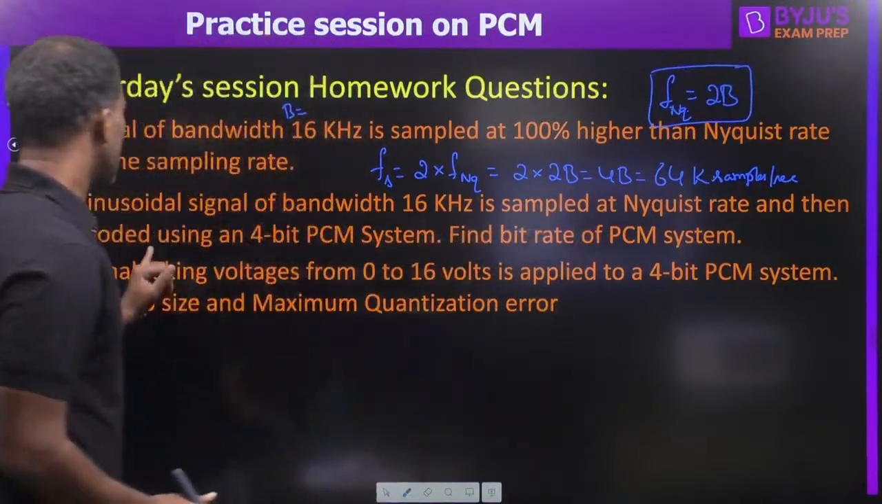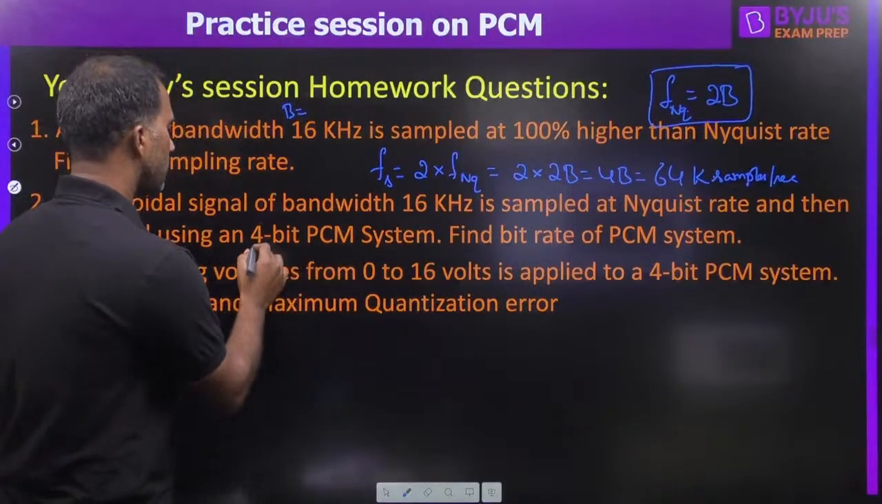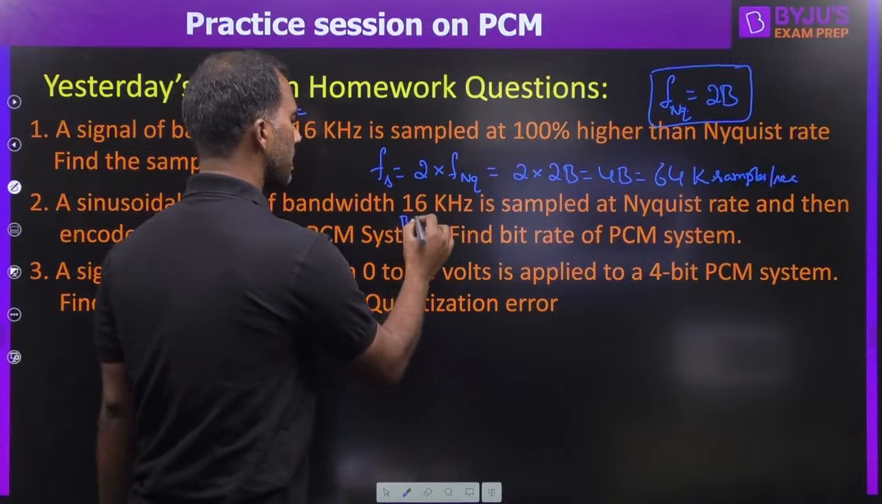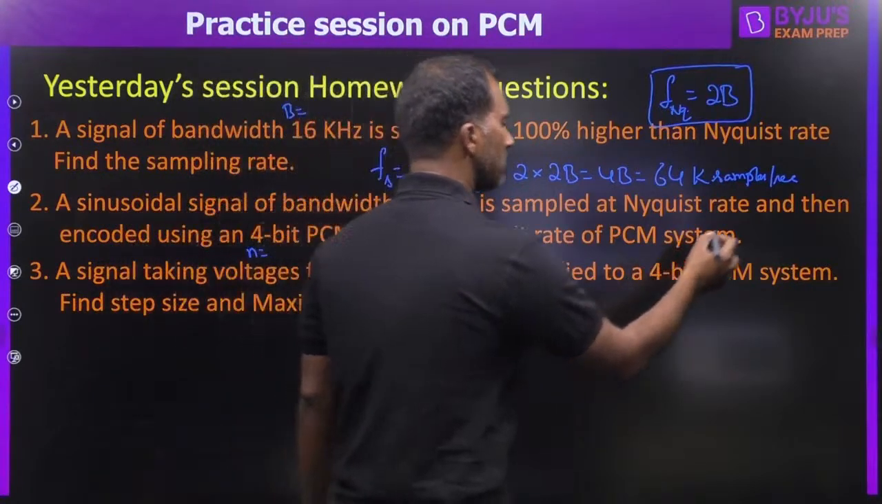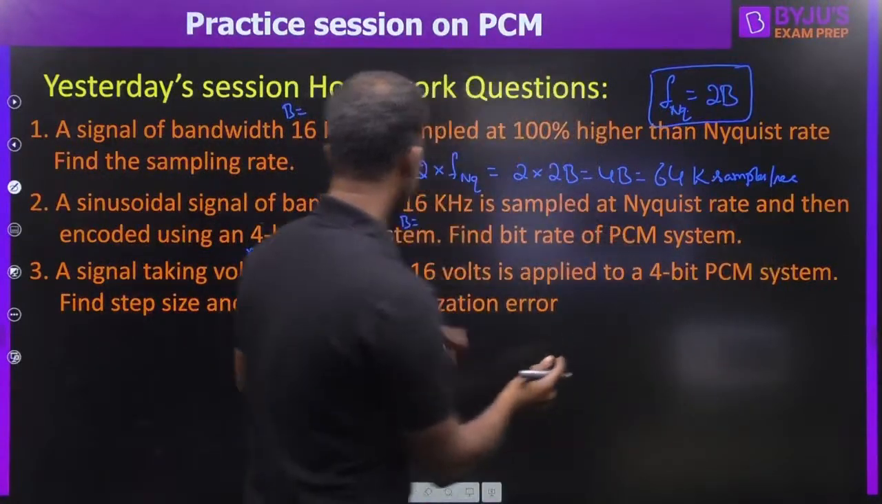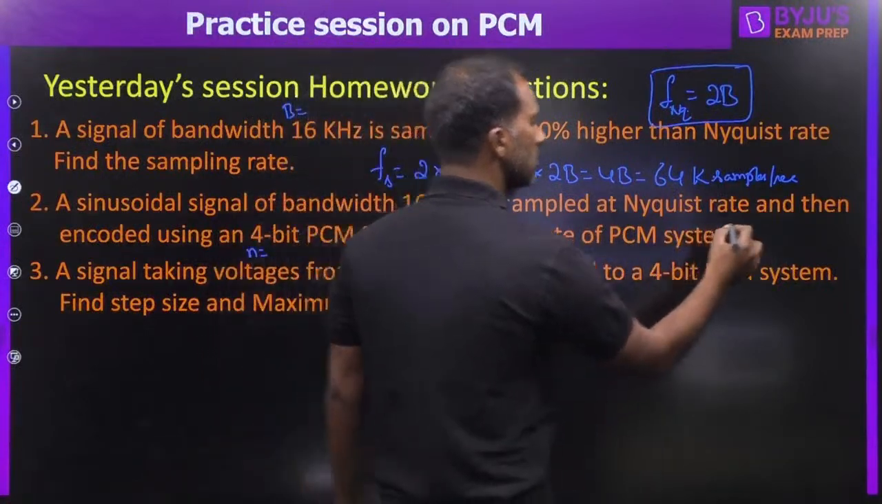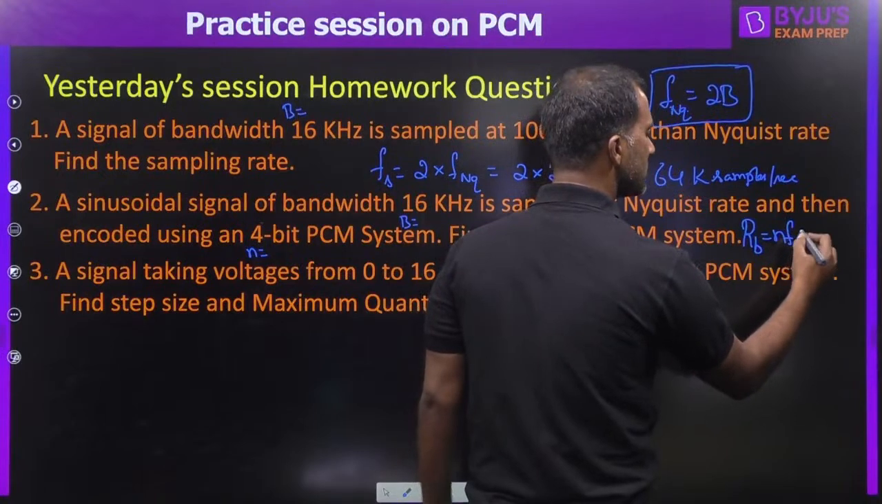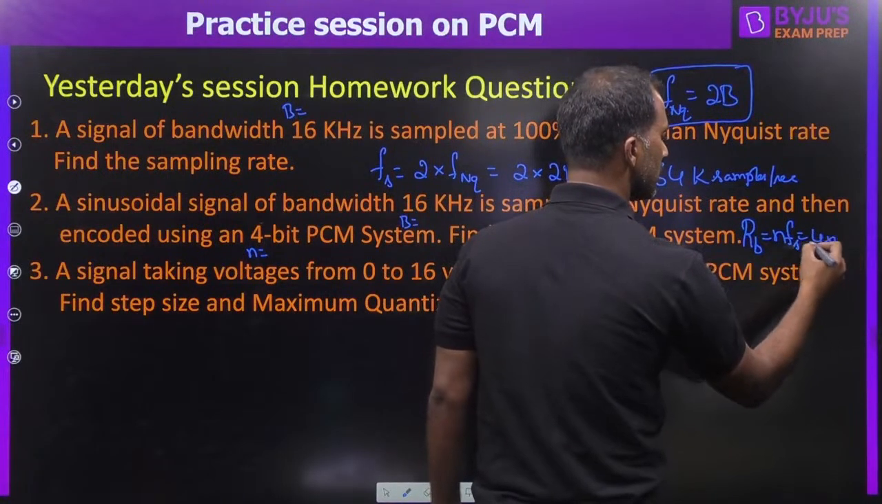So then they encoded using a 4-bit PCM system. 4-bit, N is 4 here, and M is 16 here. And the sampling rate we know. So finally, what we want is to find the bit rate of the PCM system. Bit rate R_b is given as N times Fs. N is 4 here, and what is Fs?